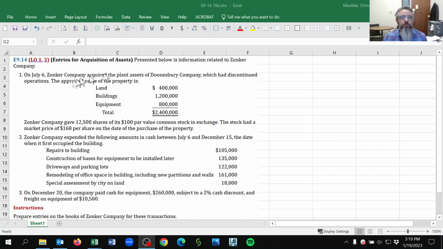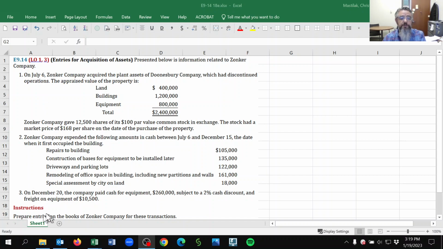In the first question, we acquired the plant assets of Doonesbury Company, and we have the appraised value of each of those three items. The land was appraised at $400,000. The buildings appraised at $1.2 million. The equipment appraised at $800,000. A total of $2.4 million. In exchange, we gave up 12,500 shares of our own common stock, which had a market value of $168 and a par value of $100 at the time of the exchange.